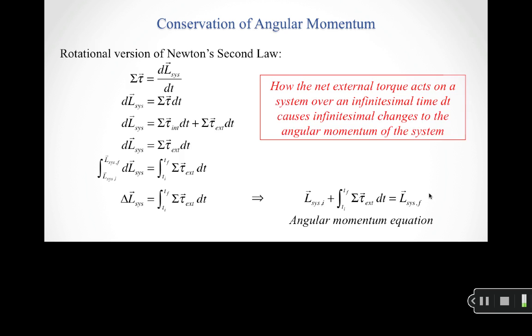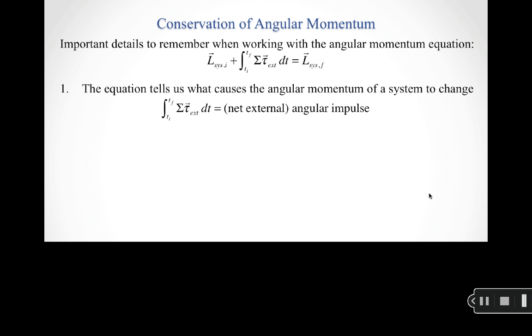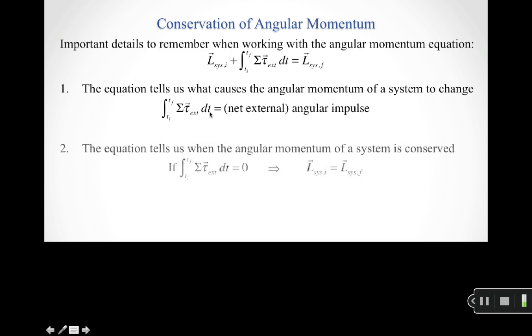Now, there are some important details that I need to remember when I'm working with this equation. The first one, very similarly, is that it tells me what causes the angular momentum of a system to change. It's this integral, and we're going to give this integral a name. We're going to call it the angular impulse. So this is the angular impulse exerted or caused by the net external torque acting on our system over some time.